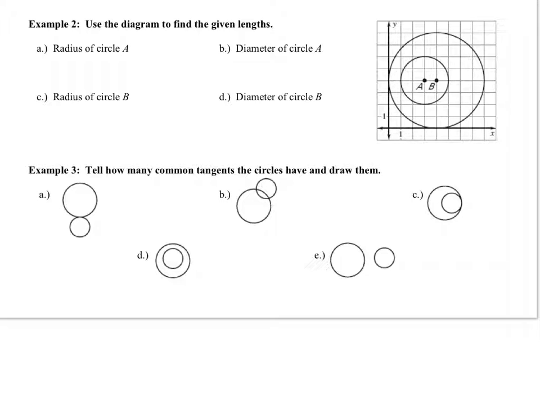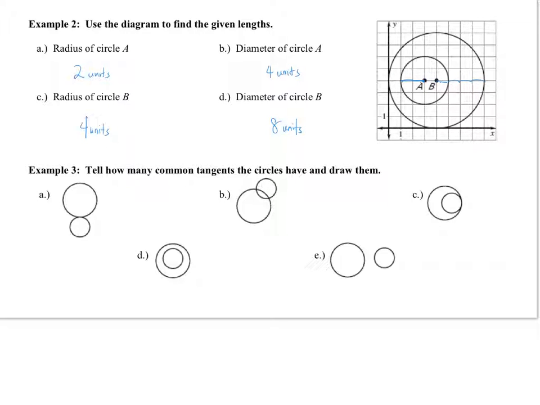Example 2. Use a diagram to find the given lengths. Part A. The radius of circle A is 2 units. So I just look at center A and count 2 units. And the diameter of circle A would just be double 2 units, so that would be 4 units. And the radius of circle B, so this would be 1, 2, 3, 4 units. And the diameter of circle B would be 8 units. Okay, so that was just a quick review.